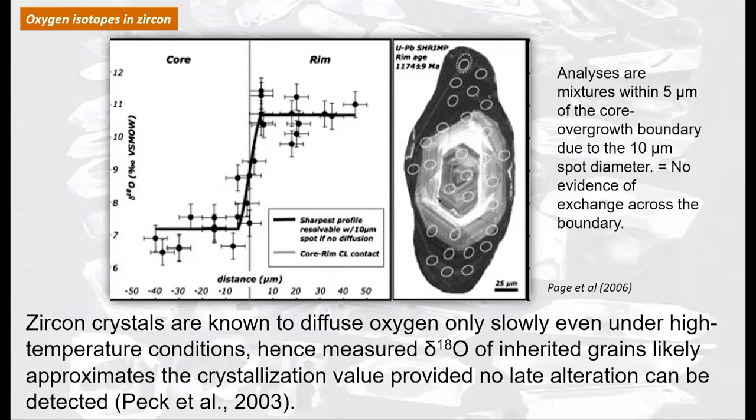This is one of the founding arguments that's been used to say that zircon oxygen isotope signatures are a useful signature of source conditions, provided we can make sure there are no later alteration effects. And checking for those later alteration effects becomes quite important, and that's something we'll spend some time discussing.